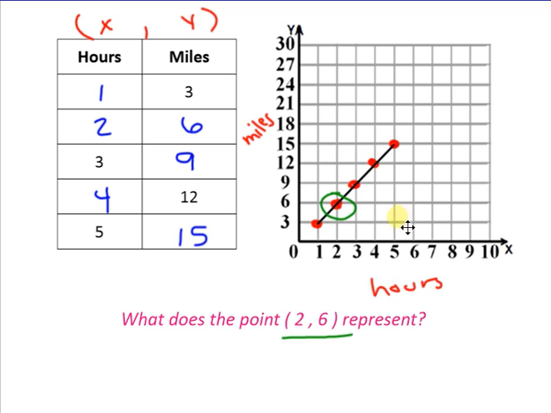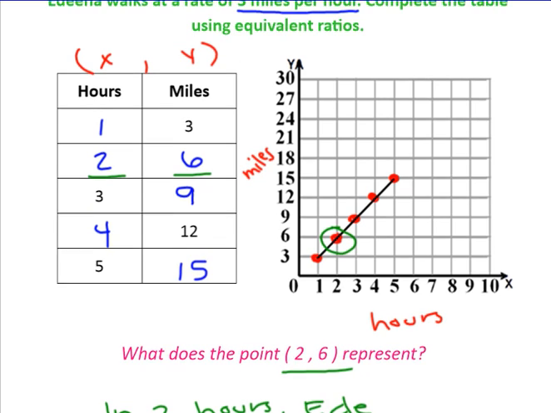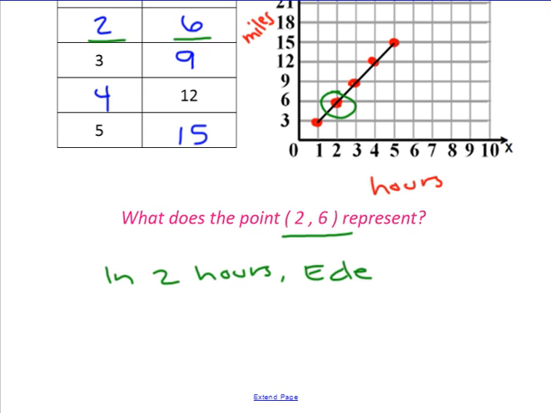What does that represent? So besides being a dot, what is it telling us? Well, 2 is the number of hours and 6 is the number of miles. So it's telling us that in 2 hours, Adina, am I spelling her name right? Yeah. Oops, no comma. Walks 6 miles.